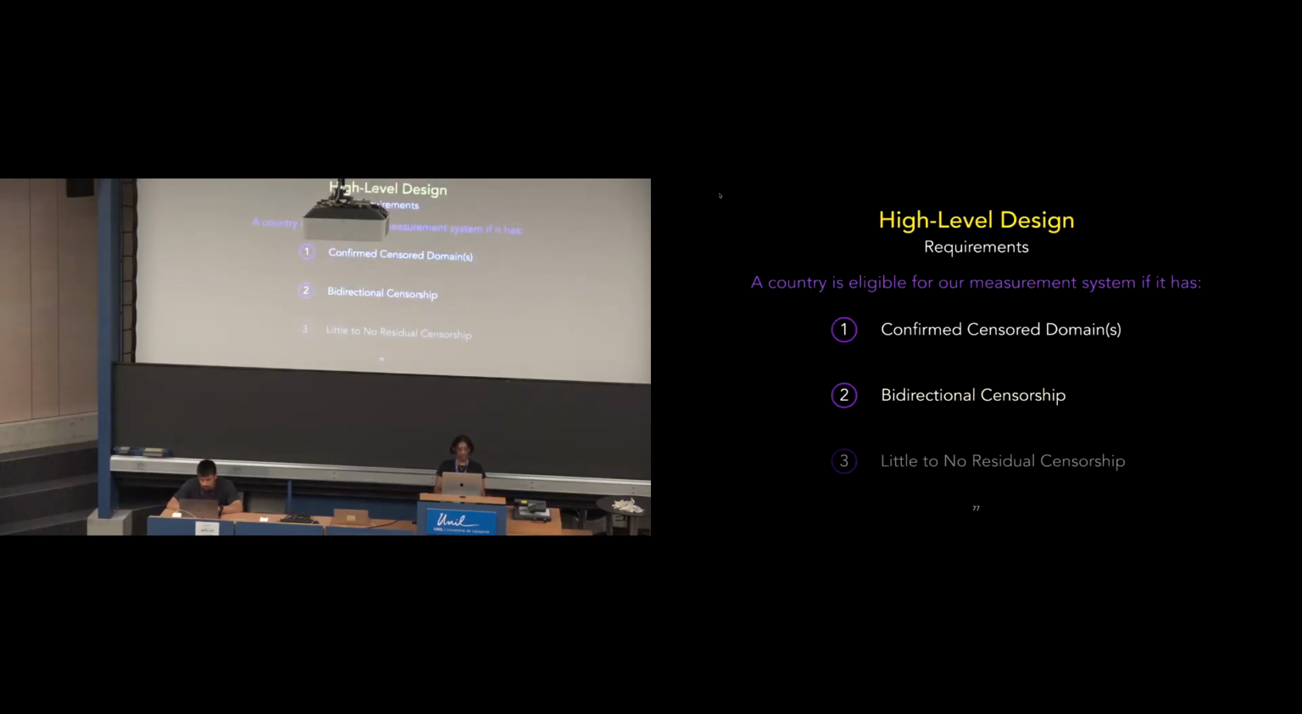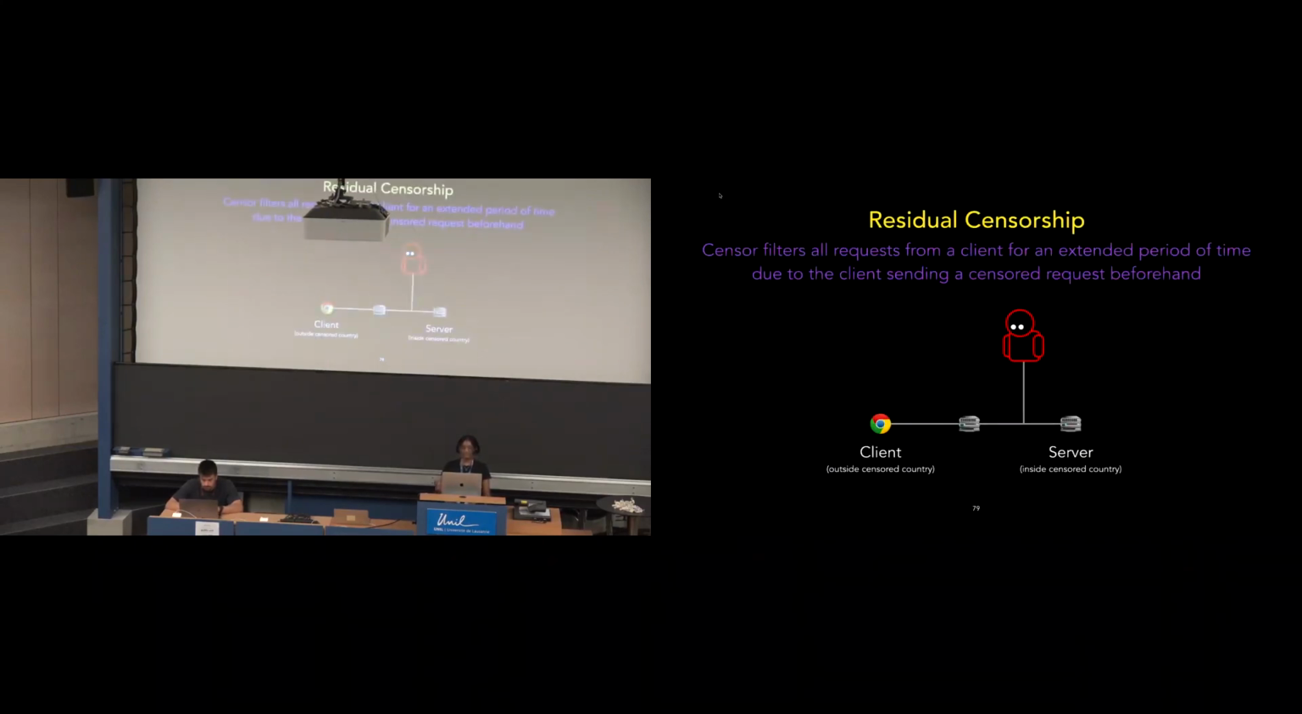The next requirement we have is that the country must exhibit little to no residual censorship. And residual censorship is when a censor filters all requests from a client for an extended period of time because the client sent a censored request beforehand. So it essentially put the client's IP address on a block list. And we want to determine this because when we're sending out our measurement probes, there may be a possibility of false positives happening because an uncensored domain is subjected to residual censorship.